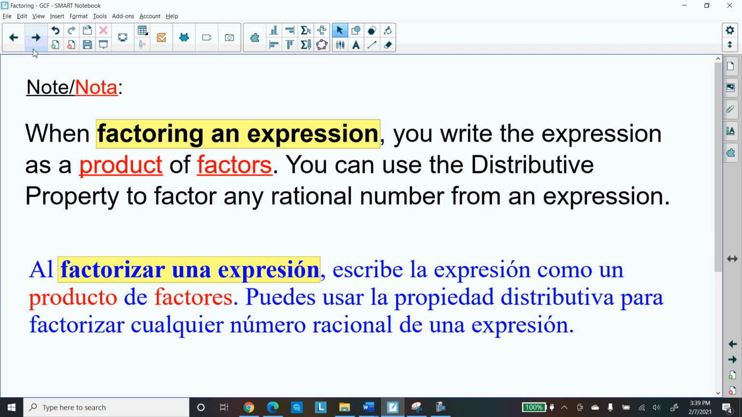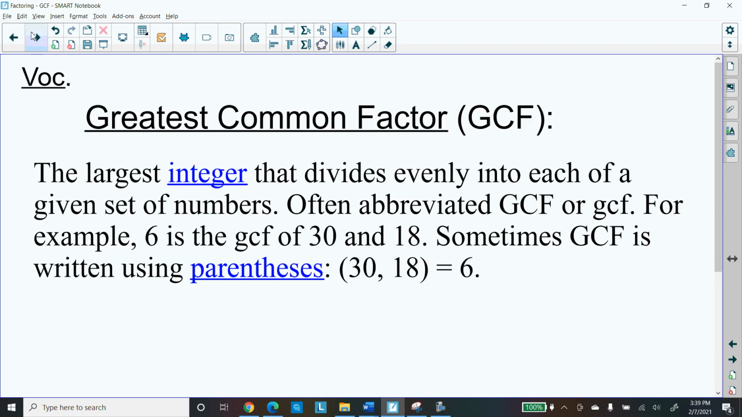So here's a note that you should know. When factoring an expression, you write the expression as a product of factors. You can use the distributive property to factor any rational number from an expression. So the greatest common factor is our vocabulary word, GCF, the largest integer that divides evenly into each of a given set of numbers, often abbreviated as GCF. For example, 6 is the GCF of 30 and 18. Sometimes GCF is written using parentheses: GCF(30, 18) = 6.